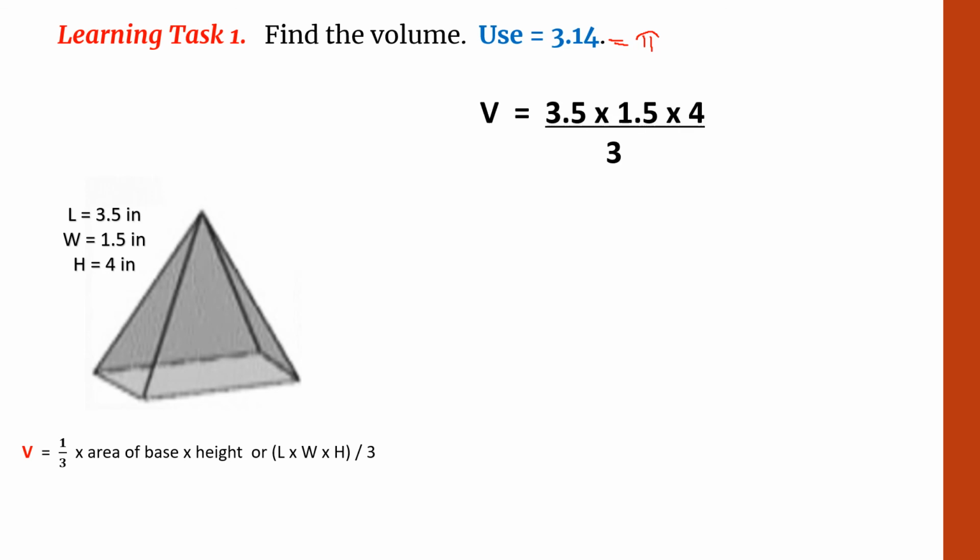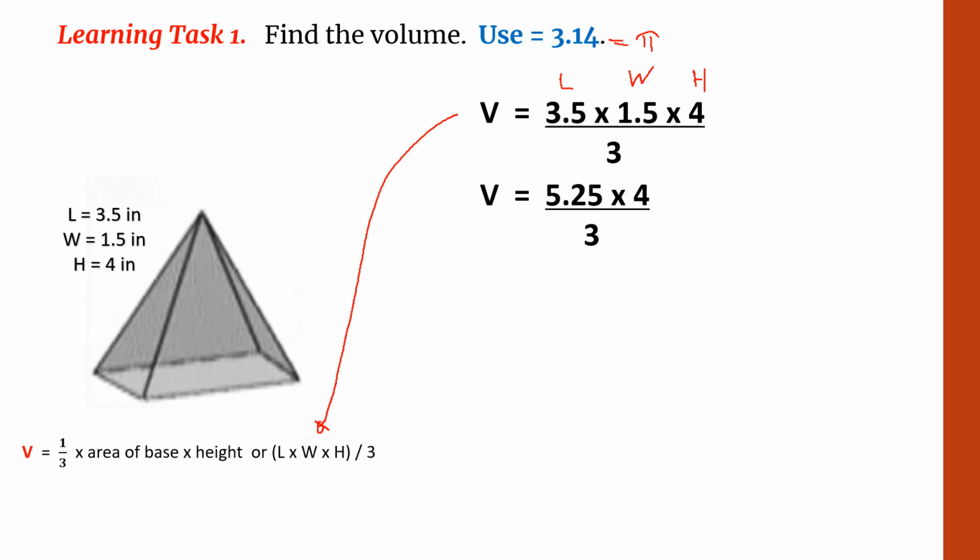So, tingnan natin. Represent natin 3.5 times 1.5 times 4. Meaning to say, 3.5 here is our length, 1.5 is our width, and h, or height, is 4, and then all over 3. Because we'll be using this formula: length times width times height all over 3.